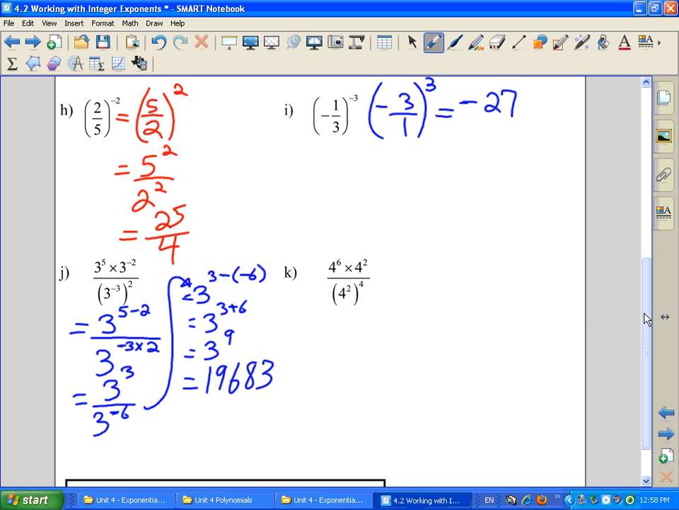All right. And taking a look at the last example here, we have 4 to the power of 6 plus 2, which is 8, divided by 4 to the 2 times 4, which is 8. So that just answer equals 1.